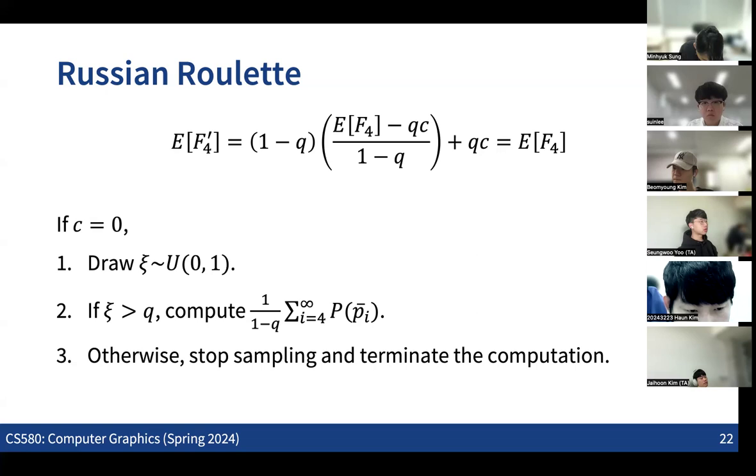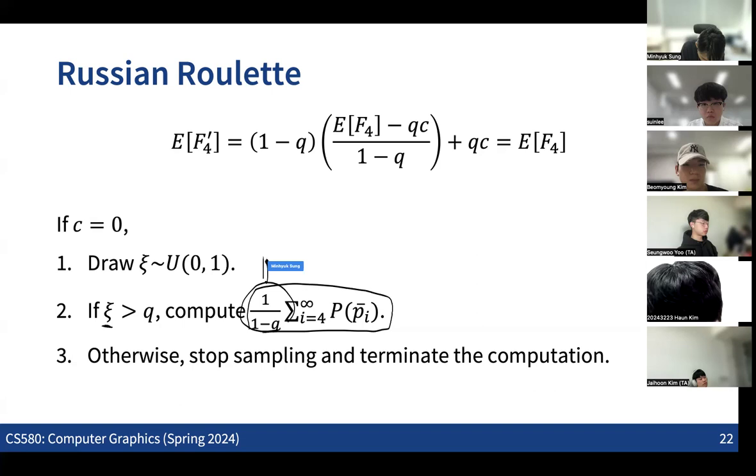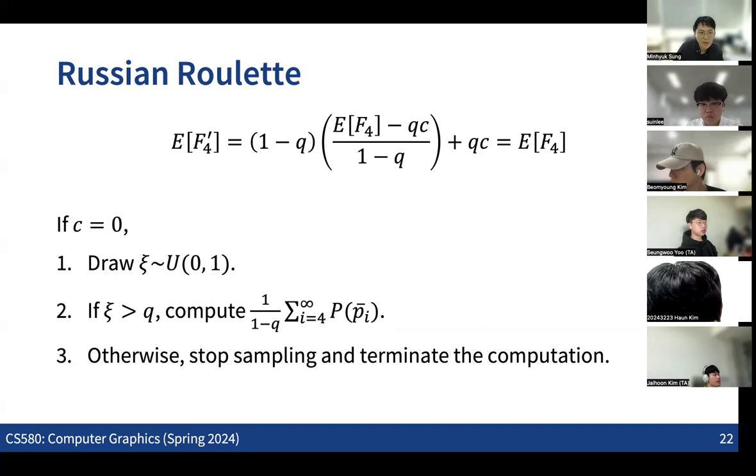Typically we set this C to be zero. And every time we have a longer path computation, we draw a sample from the uniform distribution. If this sample is greater than the threshold, then we calculate the estimate while scaling it by 1/(1-q). Otherwise, we stop the sampling and terminate the computation. So this is a statistical way that we can cut out some of the computation with the longer paths. That's also an interesting idea.